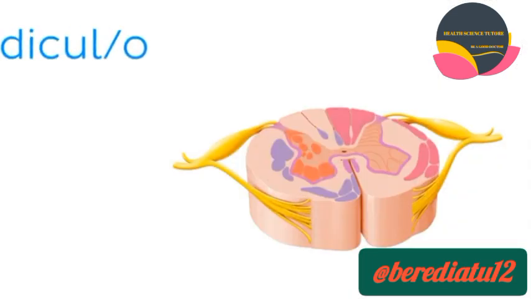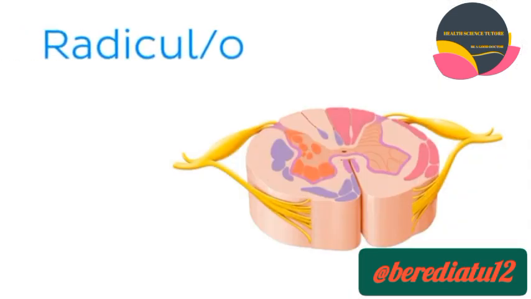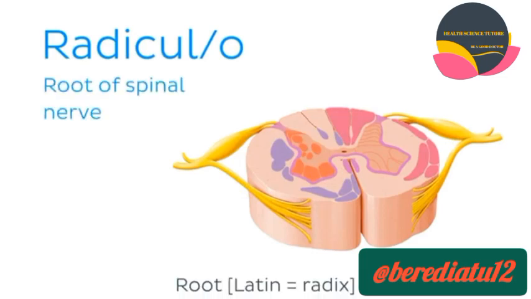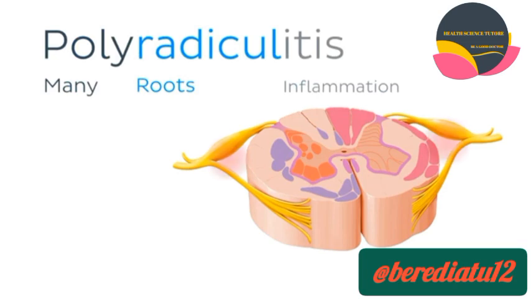Also related to the spinal cord is radicule or radiculo with the O at the end, which refers to the root of a spinal nerve. For example, polyradiculitis is the inflammation of several spinal nerve roots.